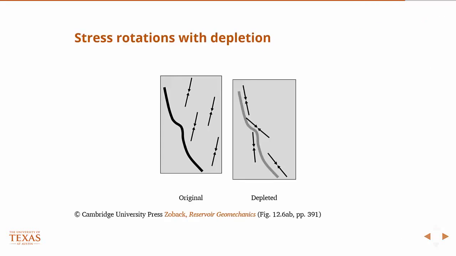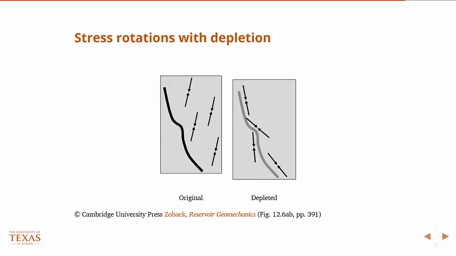So we can also have local stress rotations with depletion. And you know, all of the calculations we've done in this class with respect to wellbore stability and wellbore and fault stability have been associated with knowing the state of stress, right? And so in this case, it's valuable to estimate what kind of rotation might occur associated with a stress rotation that occurs around a fault.